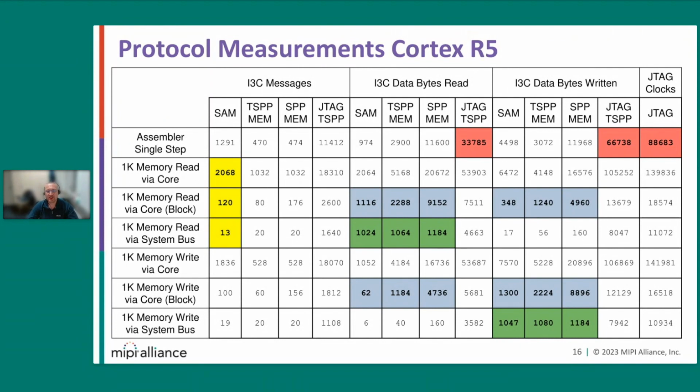The yellow numbers indicate that the number of messages for SAM is very high for the memory reads via the core. More messages also mean more overhead for the underlying protocols. Processing memory via block access avoids protocol overhead, and the amount of messages is not so high. The blue numbers show the amount of transferred data for the memory block read via the core. Here we see that SAM transfers a minimum of bytes for all the protocols, and the green number shows the memory access bypassing the core. Also here, SAM transfers a minimum of bytes, but the difference between the protocols is very small because it's all processed as a block read.